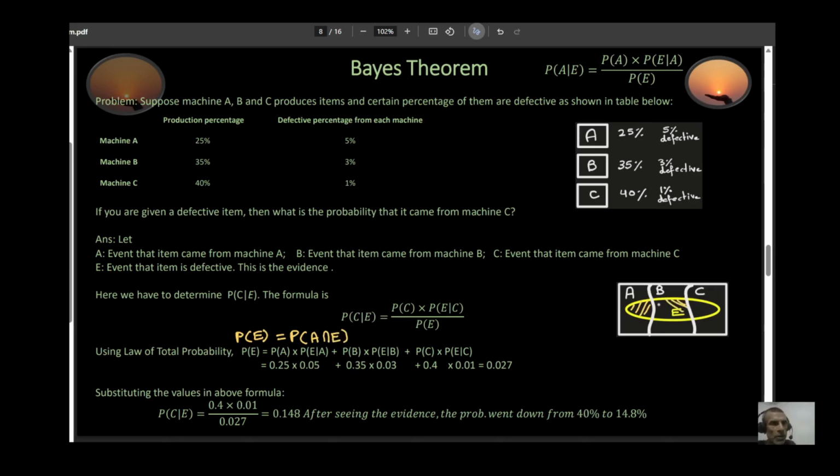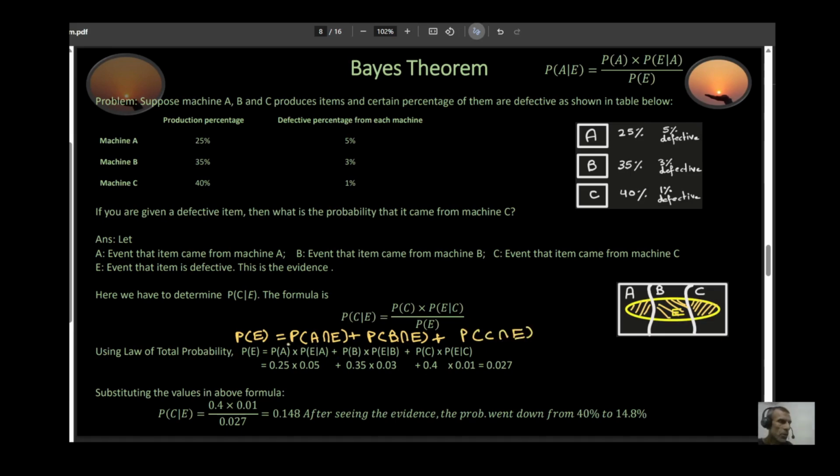plus the probability of this region, which is the probability of B and E, which is the same as saying the probability that the item came from B and it was defective, plus the probability of this region right here. That would be the probability of C and E. This is my law of total probability.